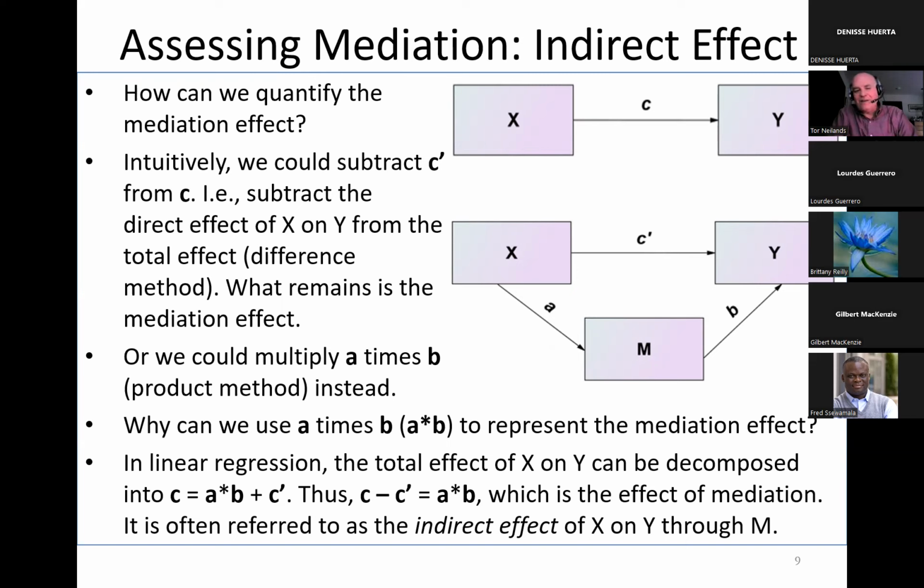Now, an alternative is to multiply the A coefficient times the B coefficient, and that's known in the mediation literature as the product method. So how is it that we can do this two different ways and get to the same place? In a linear regression context, the total effect of X on Y, it turns out, can be decomposed into C is equal to the product of A times B plus C prime. So if you do a little algebra and move C prime over to the left-hand side of the equal sign, you get C minus C prime is equal to A times B. And that's the effect of mediation. This A times B, or if you like, C minus C prime, is often referred to as the indirect effect of X on Y through M.